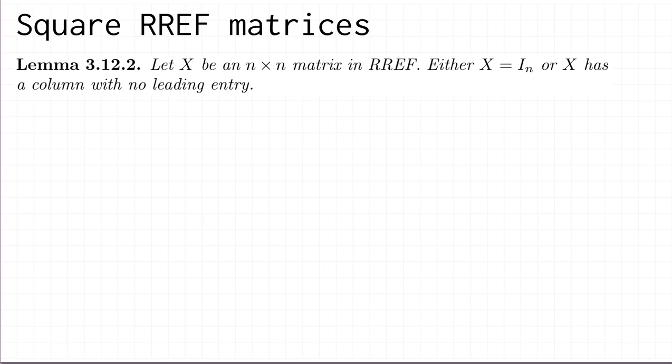And this says that if you have a square matrix, so one which is n by n for some n, and that matrix is in row-reduced echelon form, then either it's the identity matrix or it's got a column that doesn't contain a leading entry.